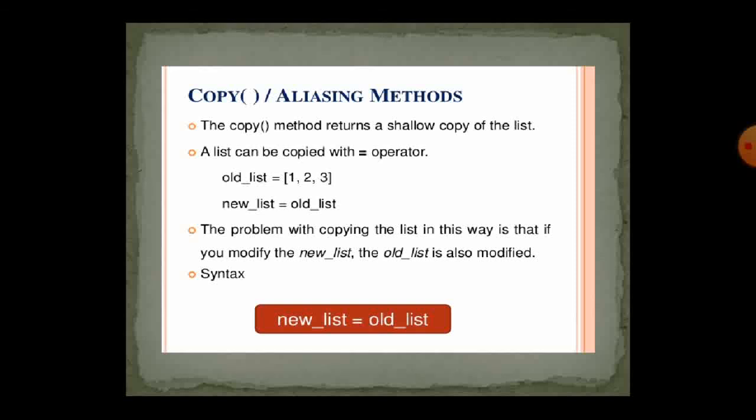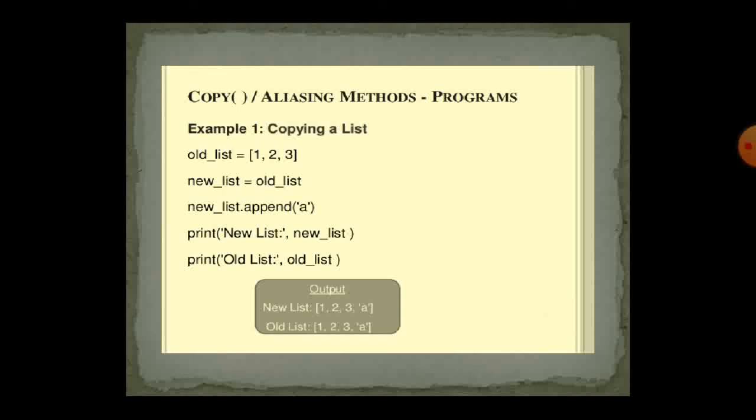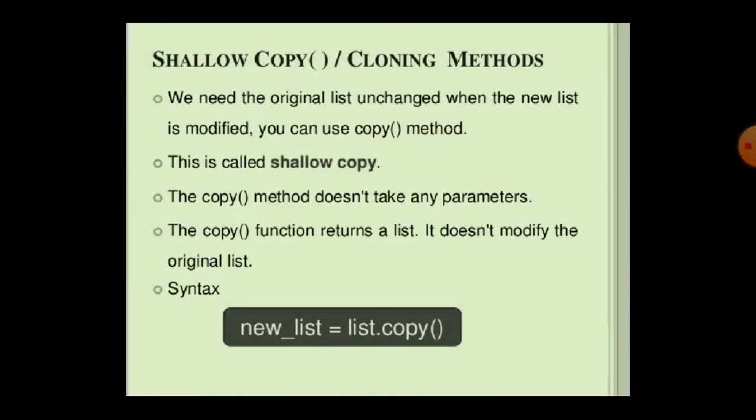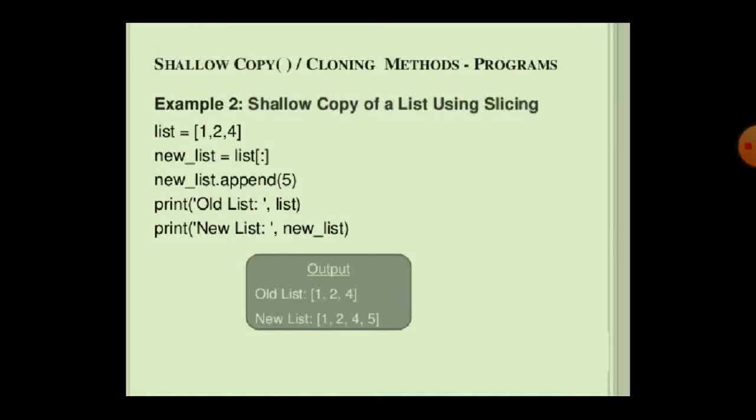A list can be copied in three ways: using the equal to operator; the next one is the list colon operator; the next method is the copy method. The copy method is also called a shallow copy. It does not take any parameter and the function returns a list. It does not modify the original list.